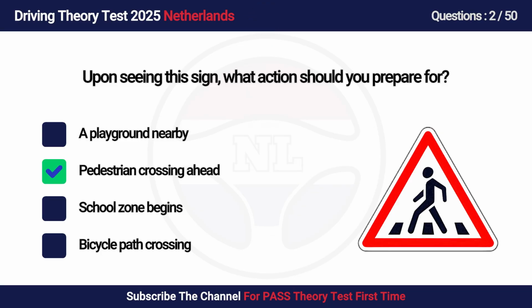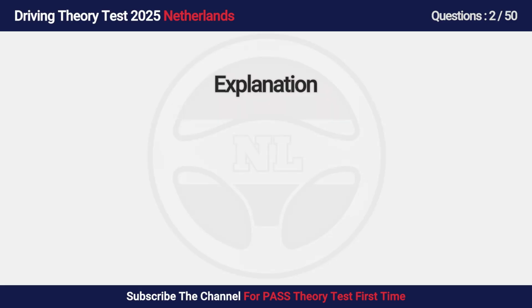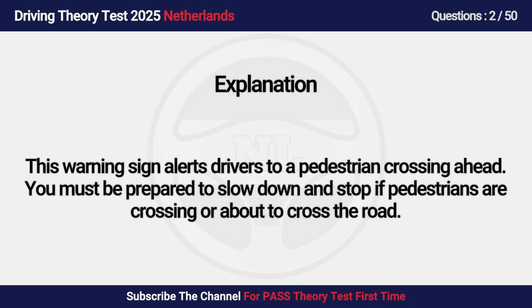Answer is B. Pedestrian crossing ahead. This warning sign alerts drivers to a pedestrian crossing ahead. You must be prepared to slow down and stop if pedestrians are crossing or about to cross the road.